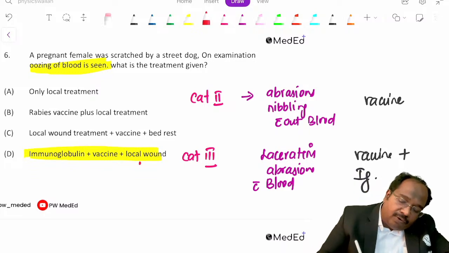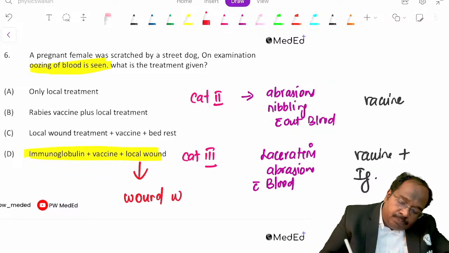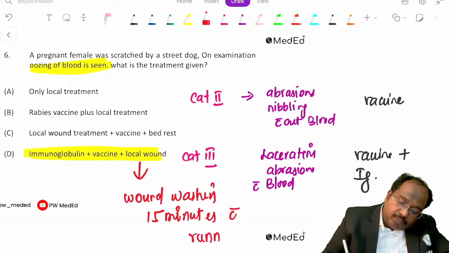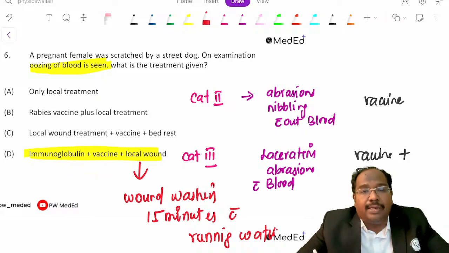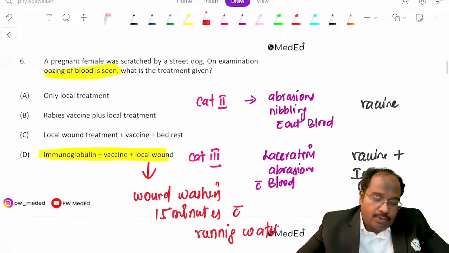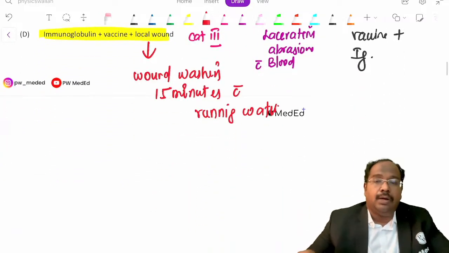How much time do we have to wash the wound? Local wound washing is 15 minutes, with running tap water. Okay, fine. Am I clear?